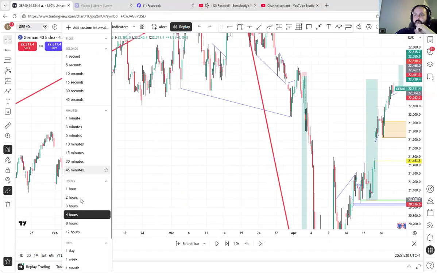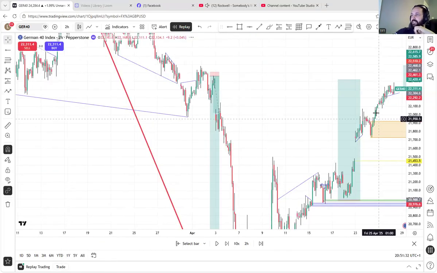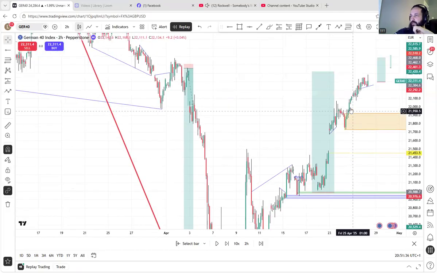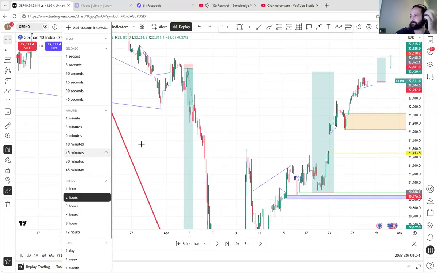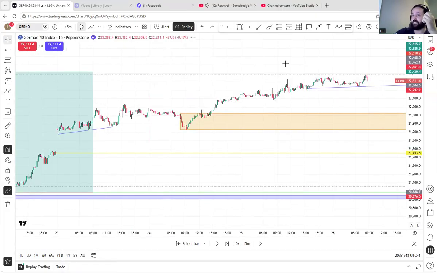Just drop to the 2 hour. We start to see there's some decent sized candles formed here. So there's a bit of imbalance on the 2 hour. It was there on the 4. It looks shite on the 15.